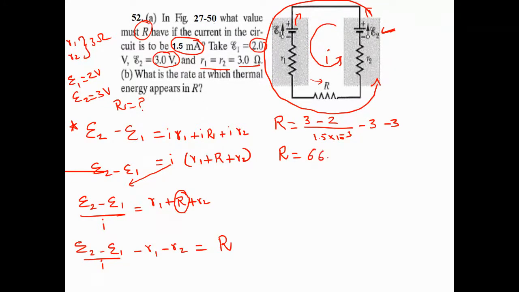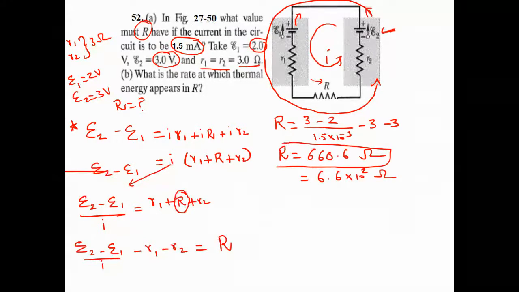660.6. What's the unit? Ohm. So this is our answer. If you want to write it in terms of power, 6.6 multiplied by 10 to the power of 2 ohm. Better you write it as you get from the calculator. No need to convert in terms of power. Both answers are correct. So this is the answer for the first question.